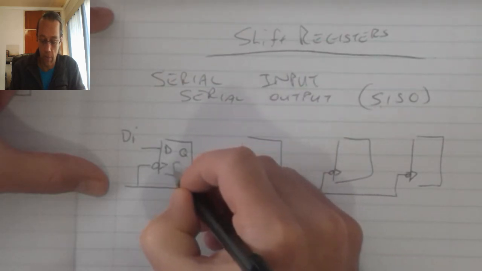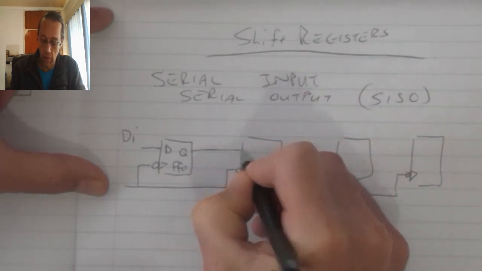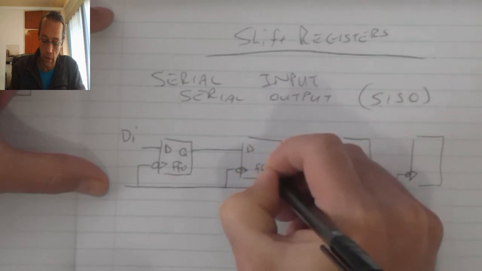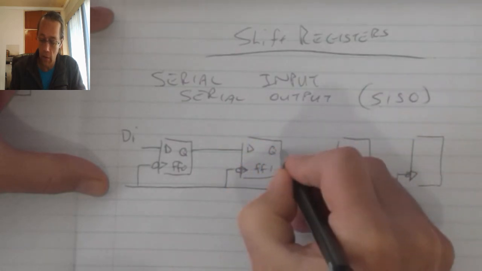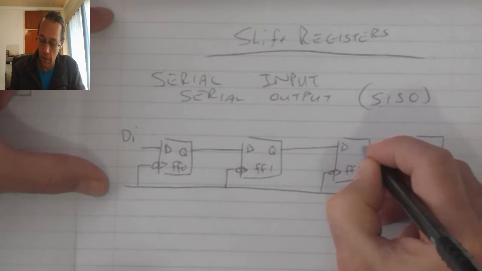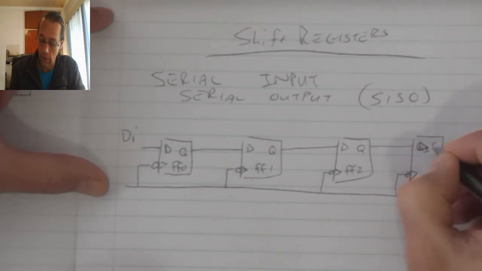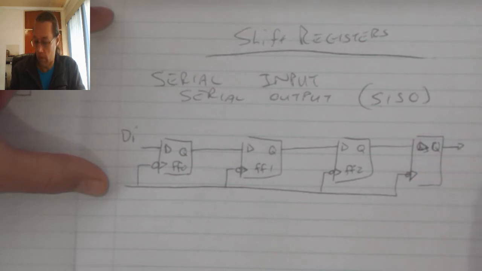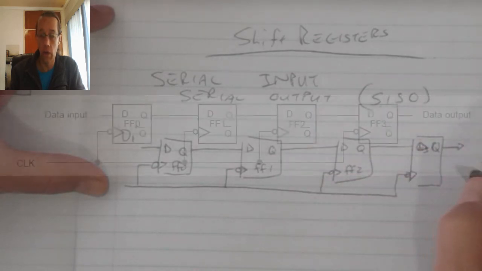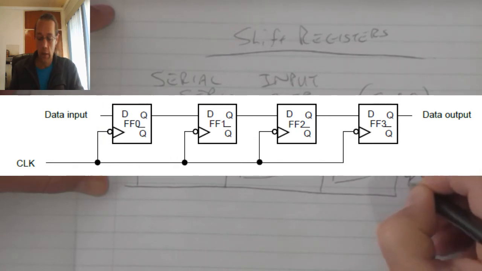Flip-flop 0 feeds its output into flip-flop 1. Flip-flop 1 feeds its output into flip-flop 2. Flip-flop 2 feeds its output into flip-flop 3. Sorry, that's D. And then that output will go to another device. This one could be used to load data for transmission. This is flip-flop number 3.